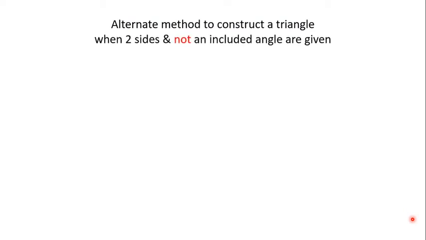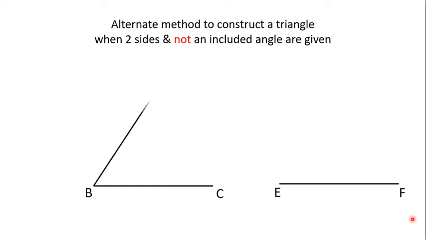So now I would like to share with you another alternate method to construct a triangle when two sides and not an included angle are given. This is a very, very interesting case. Let me share it with you now. When two sides and not an included angle are given, we will first draw the line BC as per the given measurement. So let us call the base as BC and EF. Angle B is say about 50 degrees. So let us call this as AB. Here also we will draw an angle of 50 degrees. Call this as D.